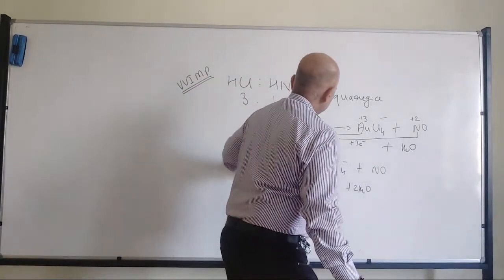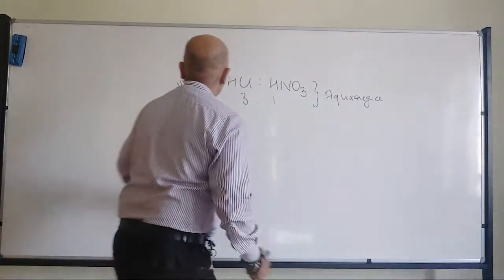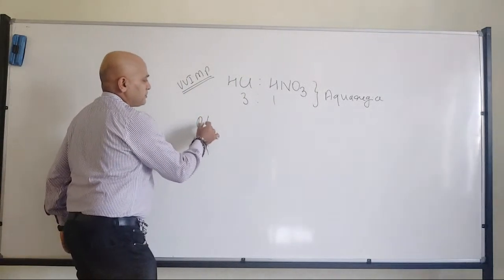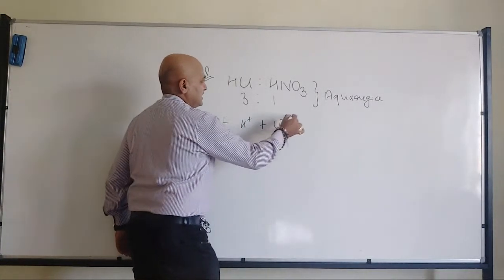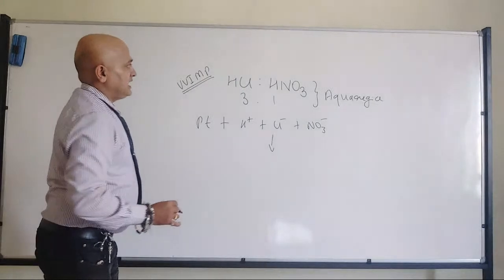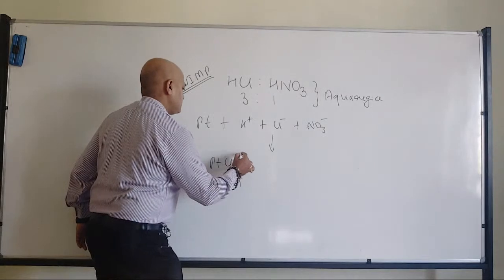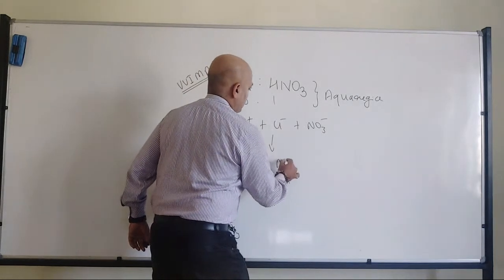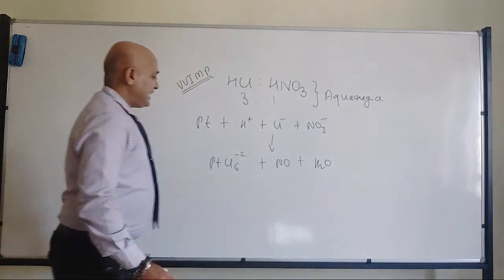Another important reaction is with respect to platinum. Now when it comes to platinum, same thing. So H plus, Cl minus, NO3 minus. Right? Now it will be platinum hexachloride, PtCl6 2 minus, plus NO, nitric oxide, plus H2O.